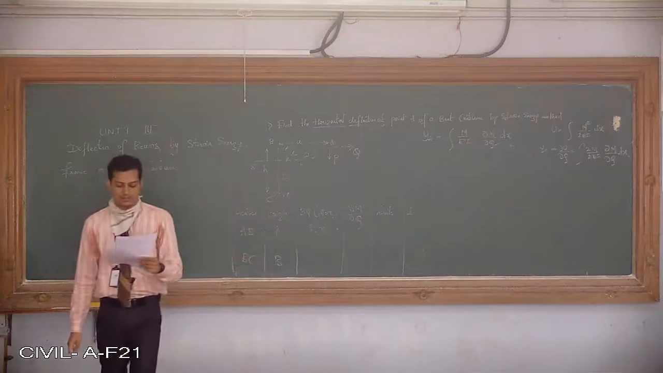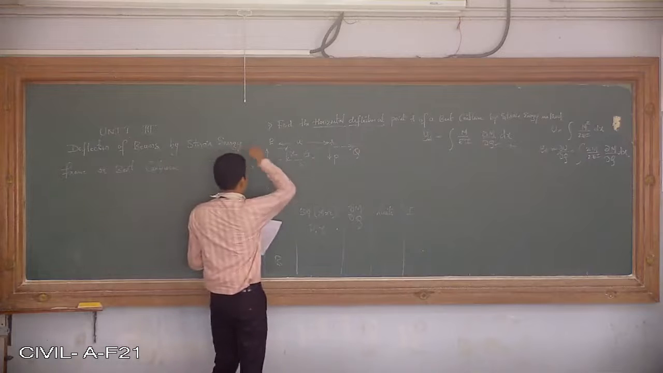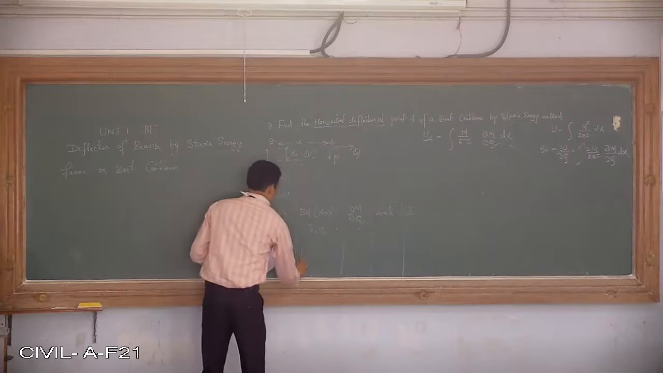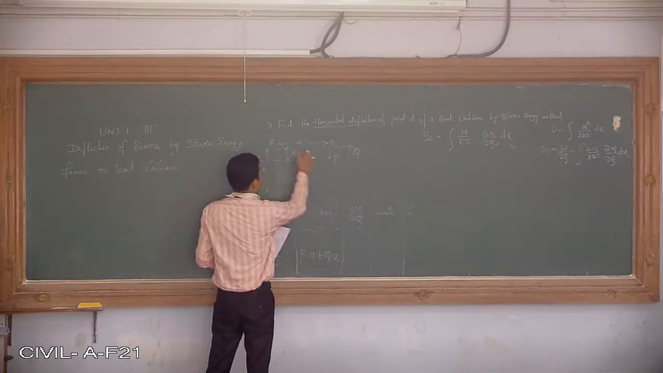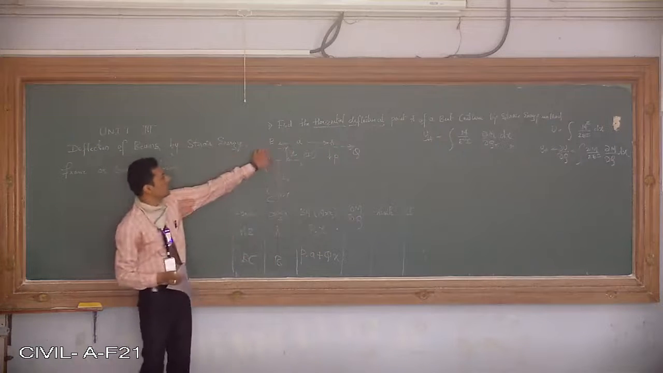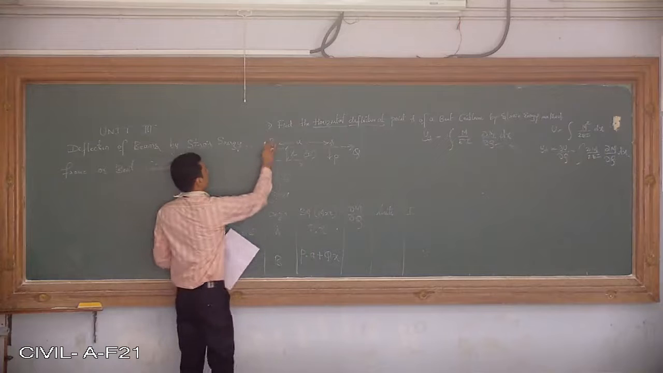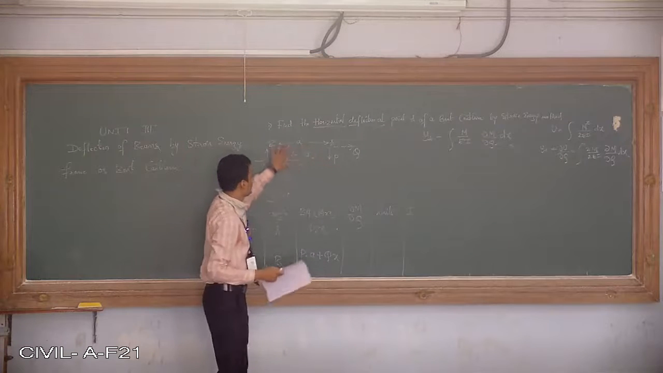Okay. Next, bending moment or moment about B. It will be P into A plus Q into X. It will be the moment about point B. So this is your B. So P into A, Q into X.